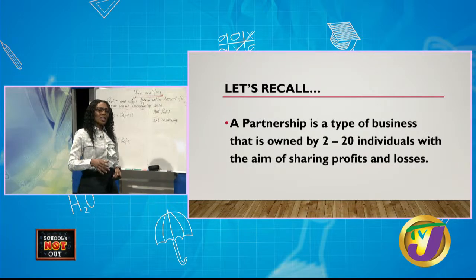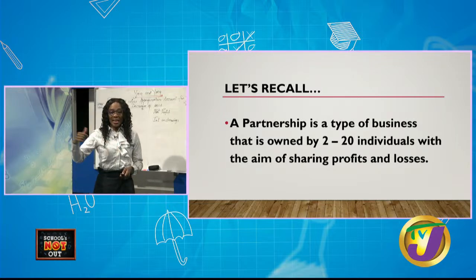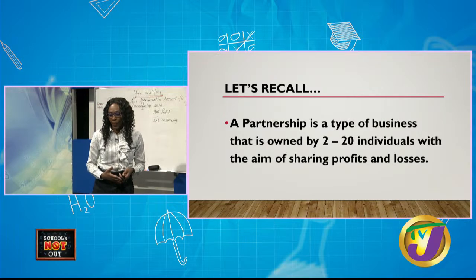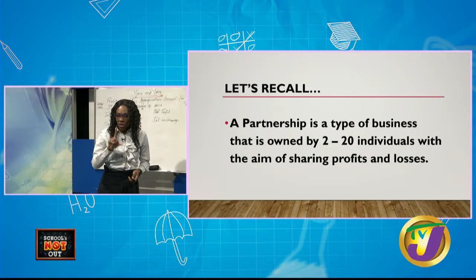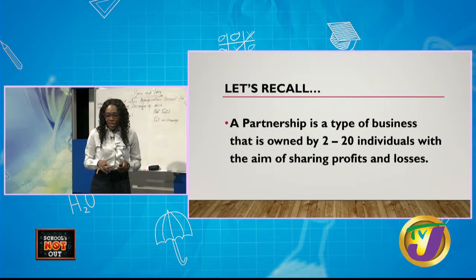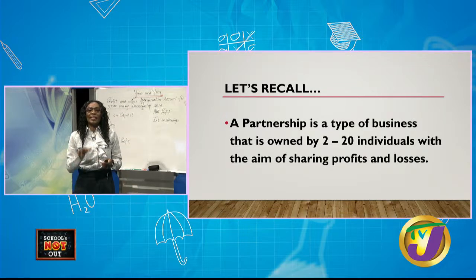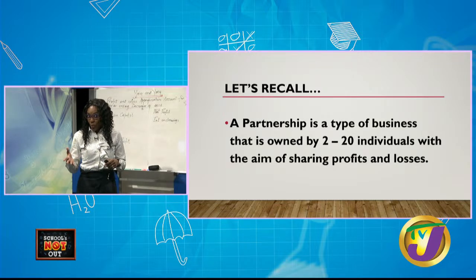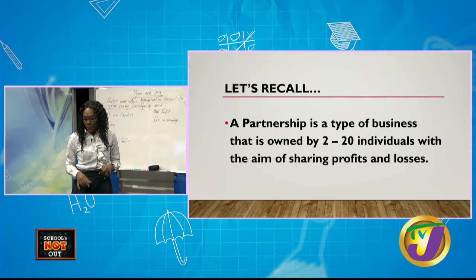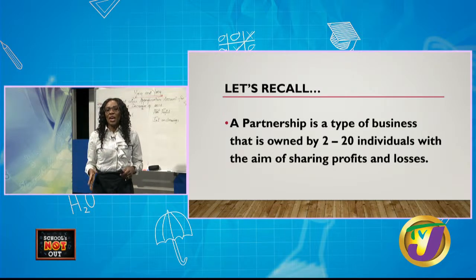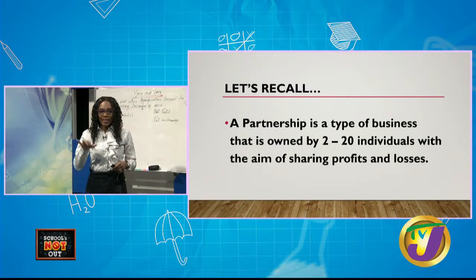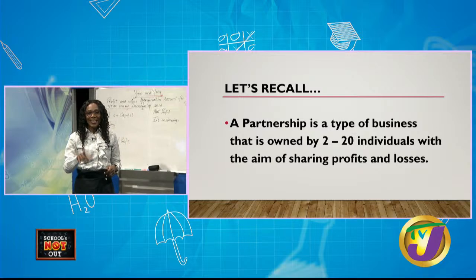However, let us pause to recall from the last class exactly what a partnership is. You cannot forget, a partnership is a type of business that is owned by 2 to 20 individuals, whom we call partners. Remember that? With the aim of sharing profits and losses. 2 is the lower limit, 20 is the upper limit.